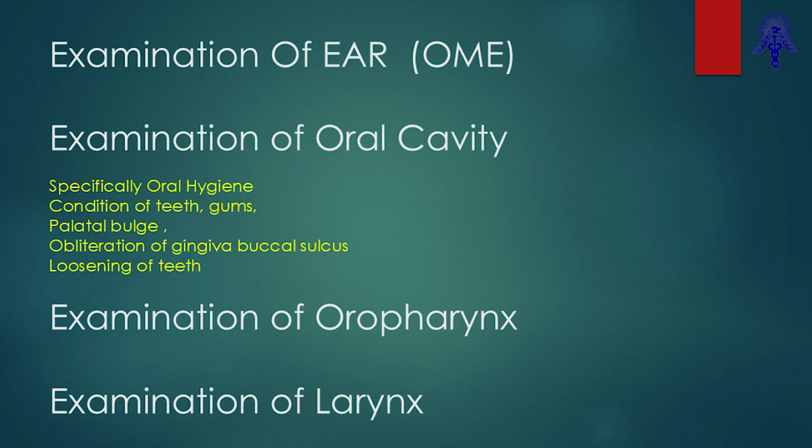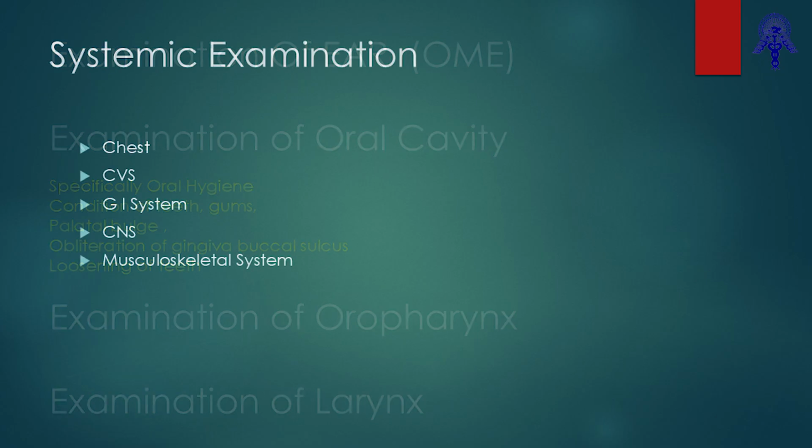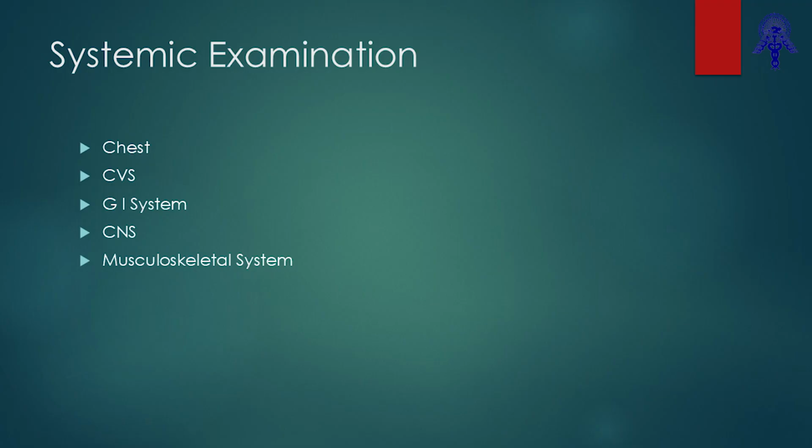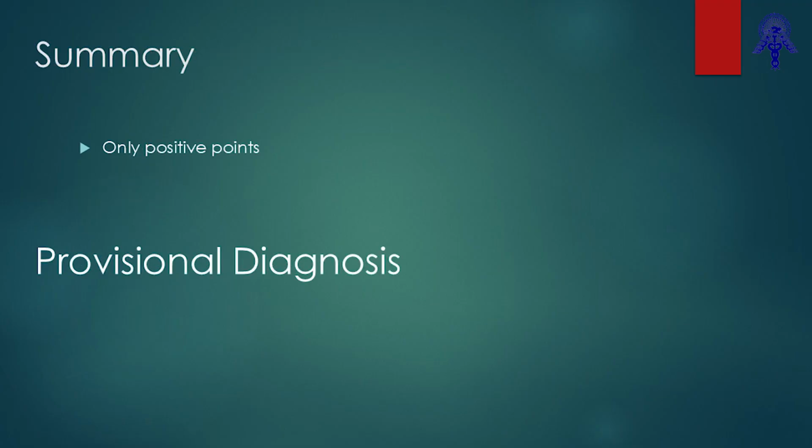Now the examination of the oropharynx: anterior pillar, tonsil, posterior pillar are normal, no clinical abnormality detected. Examination of the larynx, like inspection and crepitus, there is no abnormality detected. These are the systemic examination points; you have to write the points and you have to write the summary.